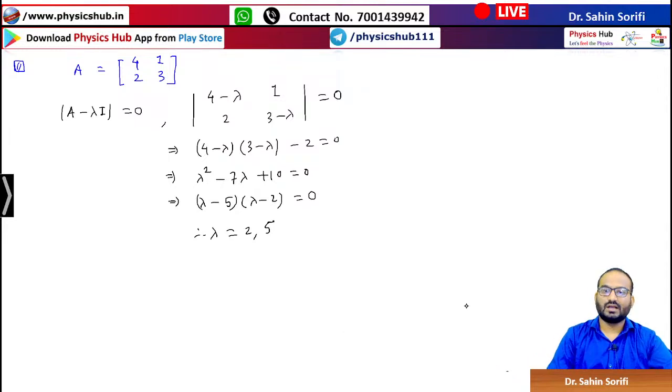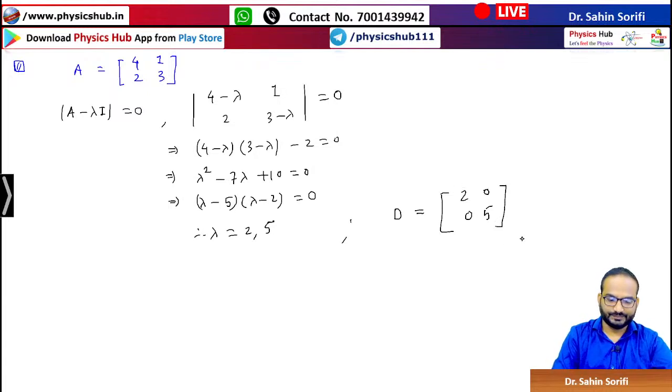So what do you expect? We can imagine that the diagonalized matrix will be of this form, 2 and 5, just writing the eigenvalues along the principal diagonal. This is our expected result.